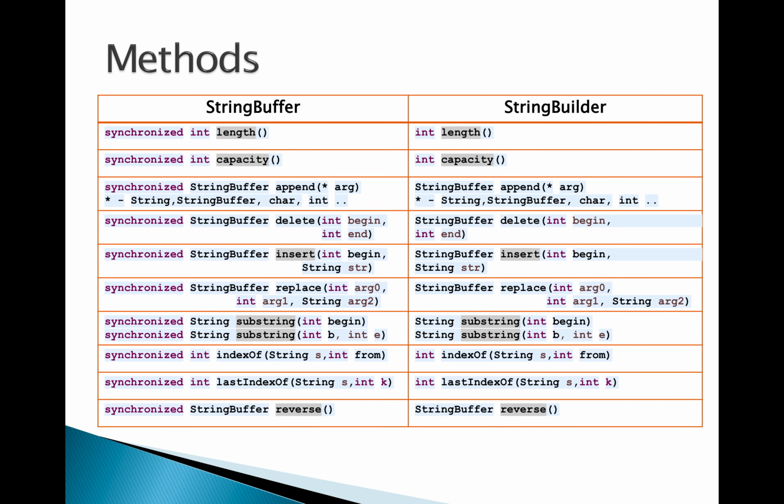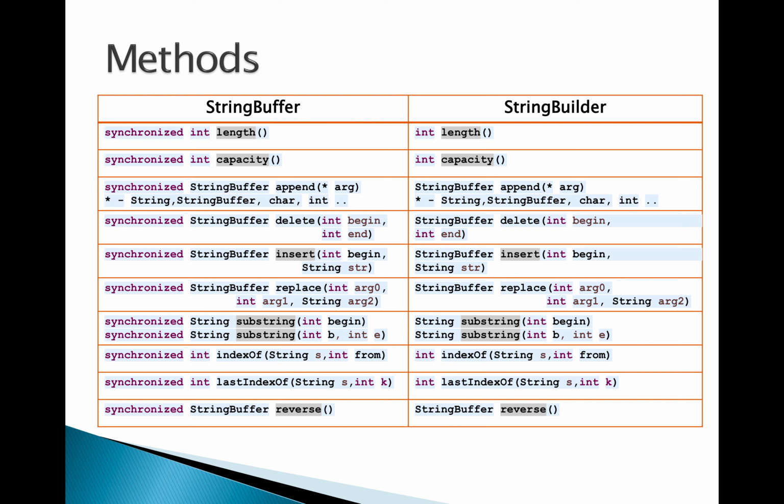So these are the methods that are present in string buffer and string builder. You see they are one and the same methods. As I said, string buffer will have the synchronized keyword before them, which means only one thread can enter at any point of time. Whereas in string builder, you don't have that synchronized, which means multiple threads can invoke these methods simultaneously.